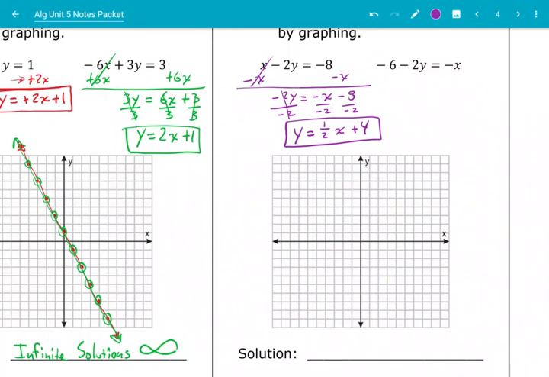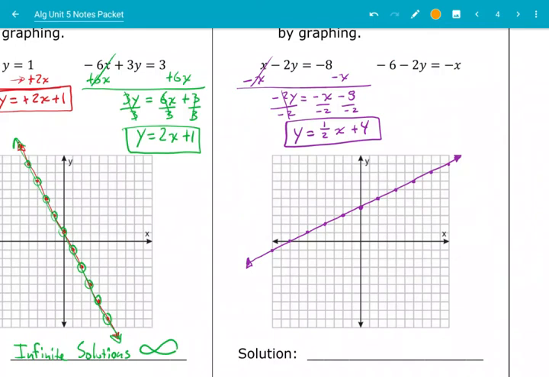Let's plot that. Here's 4 on the y-axis. My slope is 1/2. Up 1 and over 2. Up 1 and over 2. Up 1 and over 2. And down 1 and back 2. There's a purple line. Let's do an orange line.